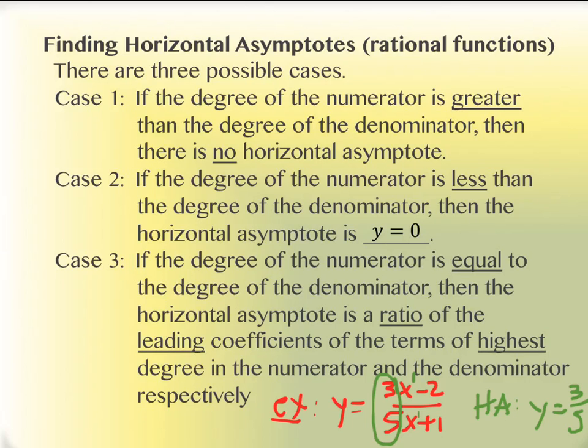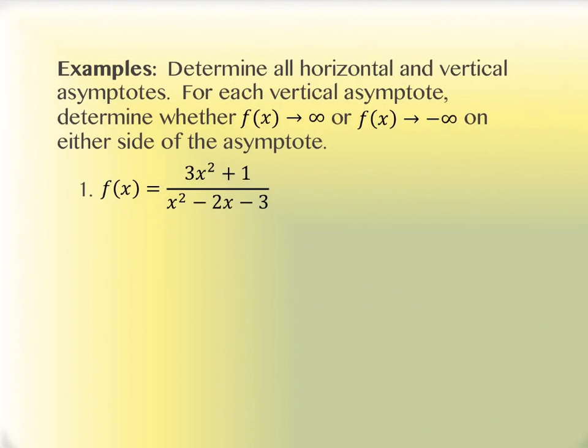Yeah, this one. So, all right, we're going to do an example then. Example number 1: determine all horizontal and vertical asymptotes. For each vertical asymptote, decide if the function value approaches infinity or negative infinity on either side. And we'll do that for the most part with a graph because we have the ability to do so. All right, so to start with, 3x squared plus 1 over x squared minus 2.